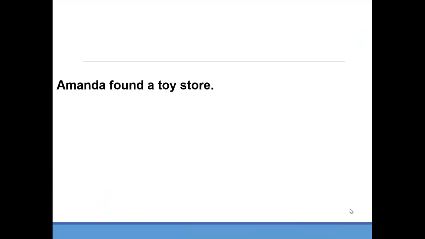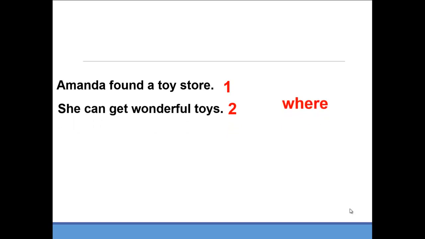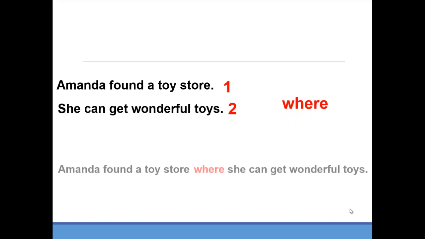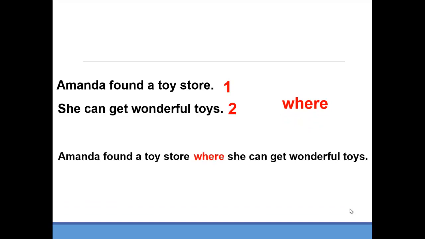Another example, Amanda found a toy store. Sentence number 1. She can get wonderful toys. Sentence number 2. Let's try to join the two sentences using the conjunction where. It's gonna be Amanda found a toy store where she can get wonderful toys. Let's check the first part. Amanda found a toy store. Amanda is the subject. Found a toy store is the predicate. So this is a simple sentence.